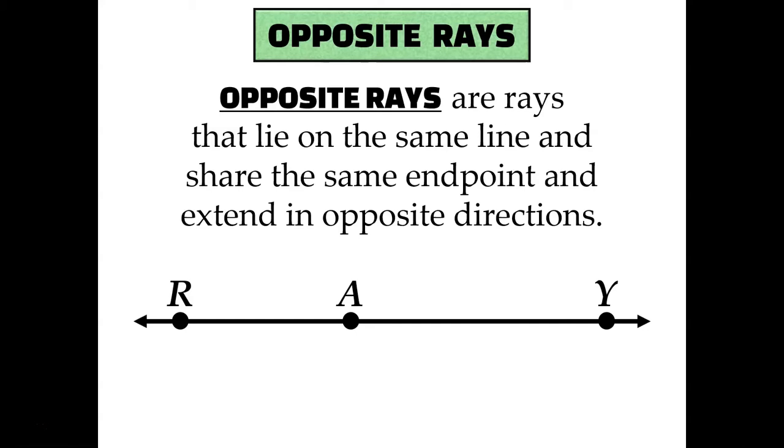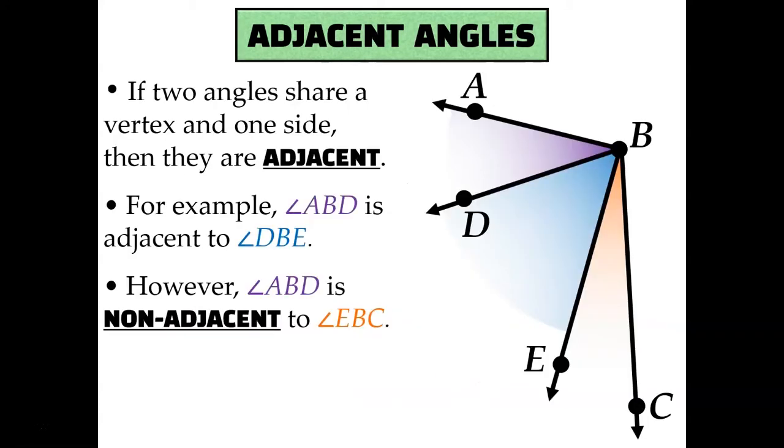Recall that opposite rays are rays that share an endpoint and head in opposite directions, like ray AR, which starts at point A and heads to the left, and ray AY, which starts also at point A but heads to the right. Recall also that we learned about adjacent angles, like angle ABD and angle DBE, the purple one and the blue one.